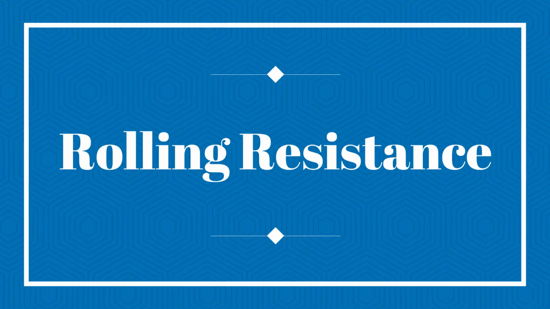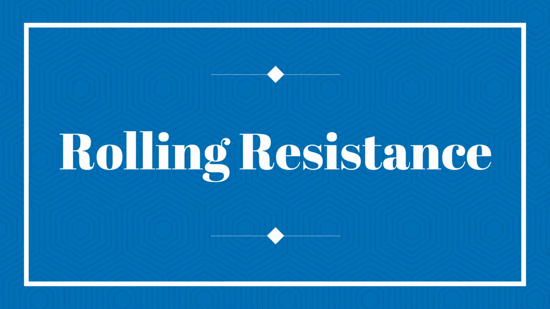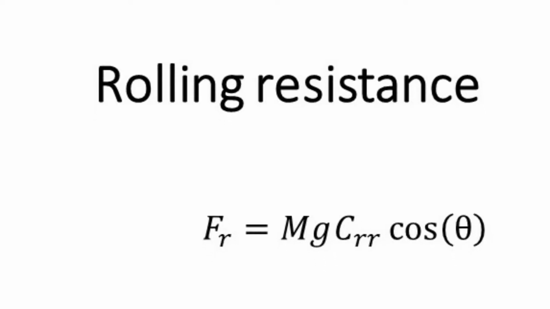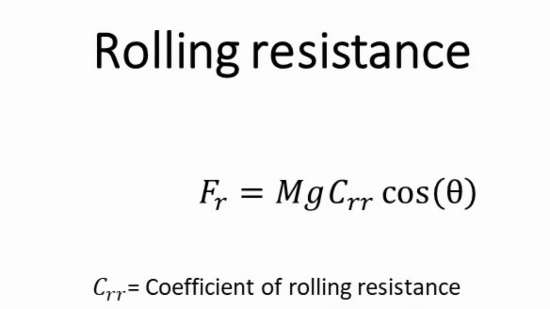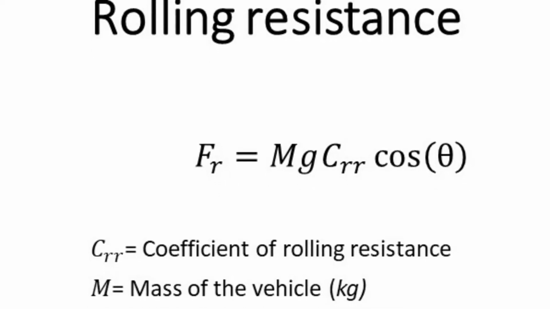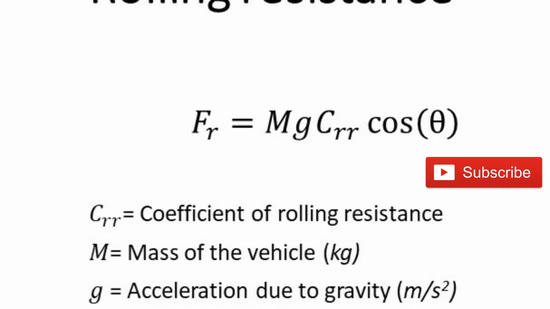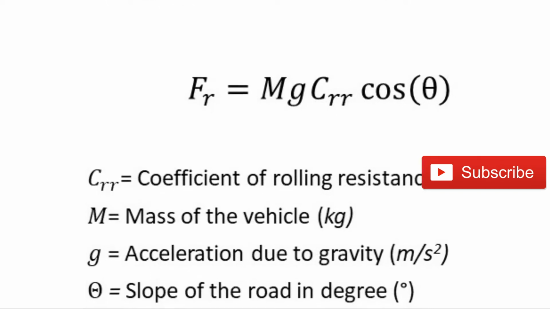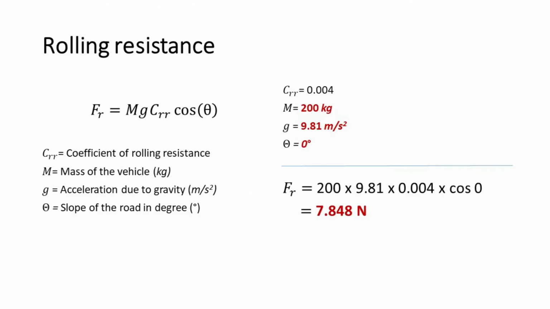First one is rolling resistance. The equation for rolling resistance is m g CRR cos theta, where CRR is the coefficient of rolling resistance, m is the mass of the vehicle, g is acceleration due to gravity, and theta is the slope of the road in degrees. So we are taking the values like this: CRR is equal to 0.004, m is equal to 200 kg, g is 9.81, and theta is 0.